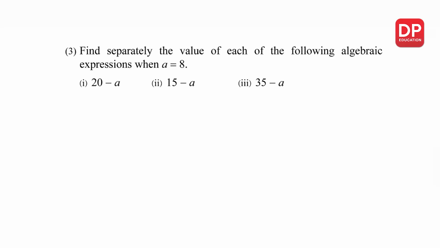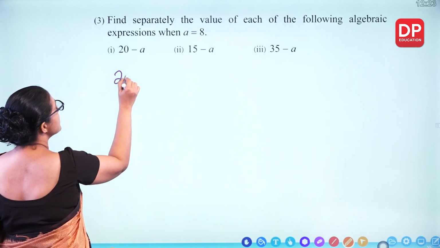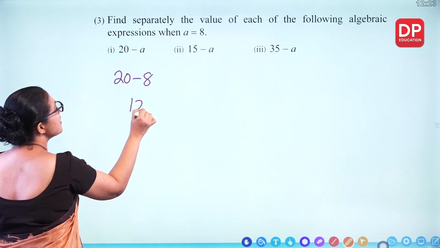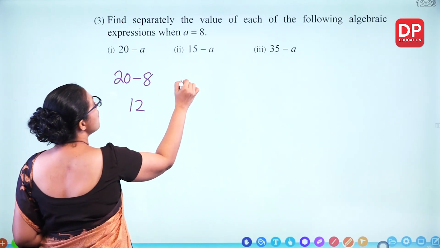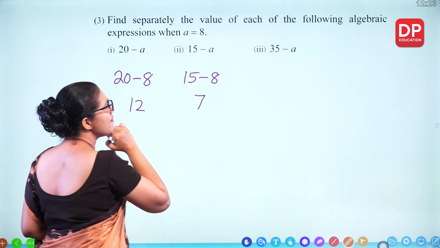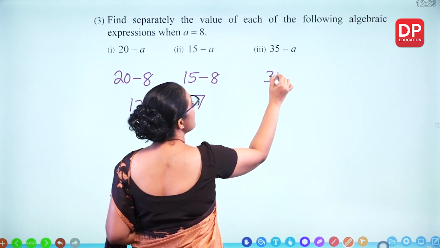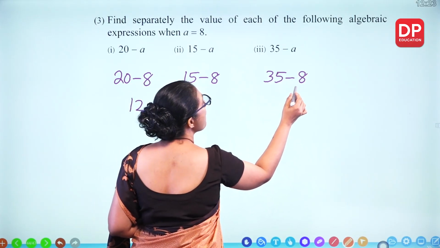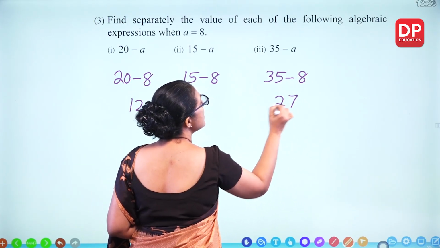Find separately the value of each of the following algebraic expressions when a equals 8. Substitute 8. A is 8 now. 20 minus 8, you get 12. 15 minus 8, you get 7. 35 minus 8, you get 27.